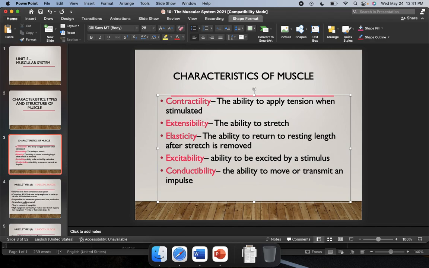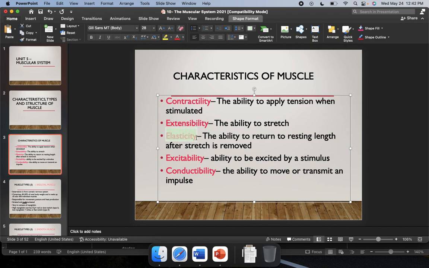Next, extensibility, the ability to stretch. If you think about a concentric contraction of the biceps brachii, on the opposite side of that muscle is the triceps, and if the triceps muscle is not extensible, then when the bicep muscle contracts, we won't have very much range of motion at our elbow. So an important characteristic of muscle is that they can stretch.